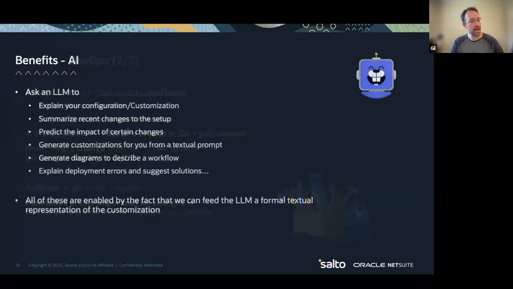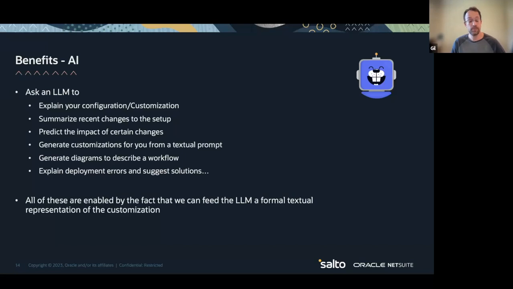What can we do with AI, given this textual representation? So we can ask a large language model, an LLM, such as GPT, there are many others, to explain our configuration or customization. Instead of trying to realize what a very complicated workflow is doing, those LLMs are really good at actually understanding text and describing it in human language.